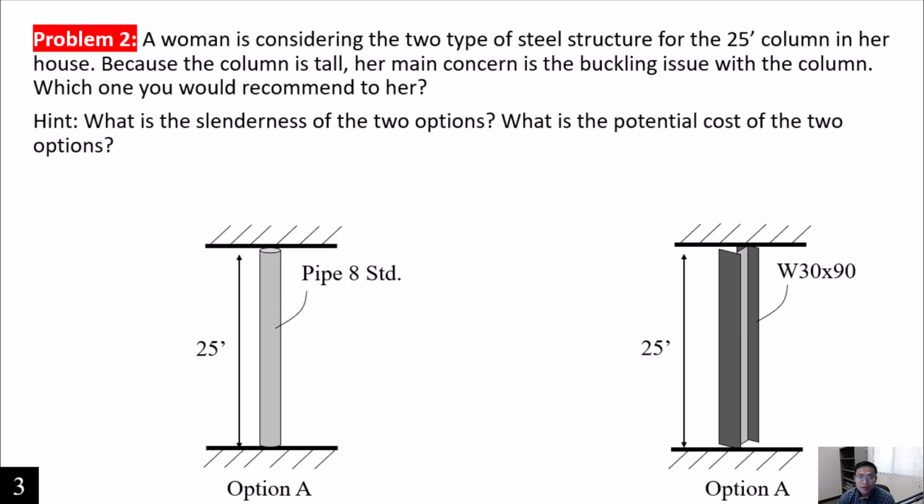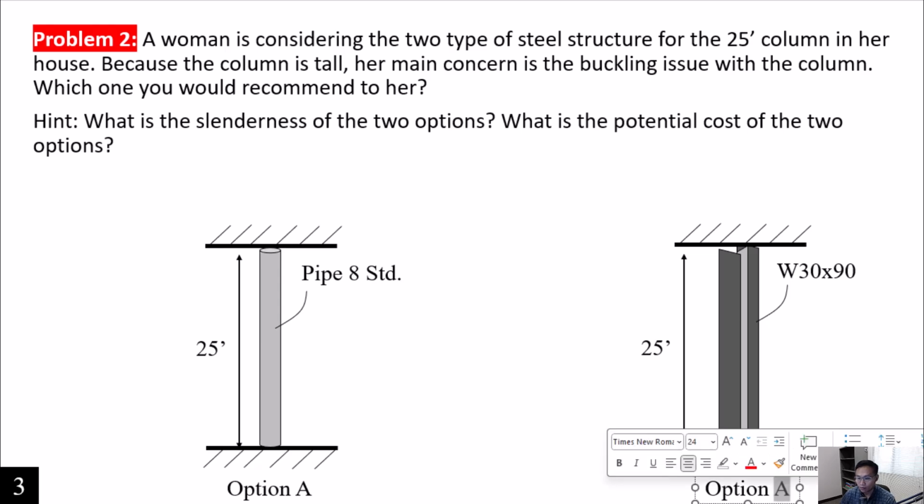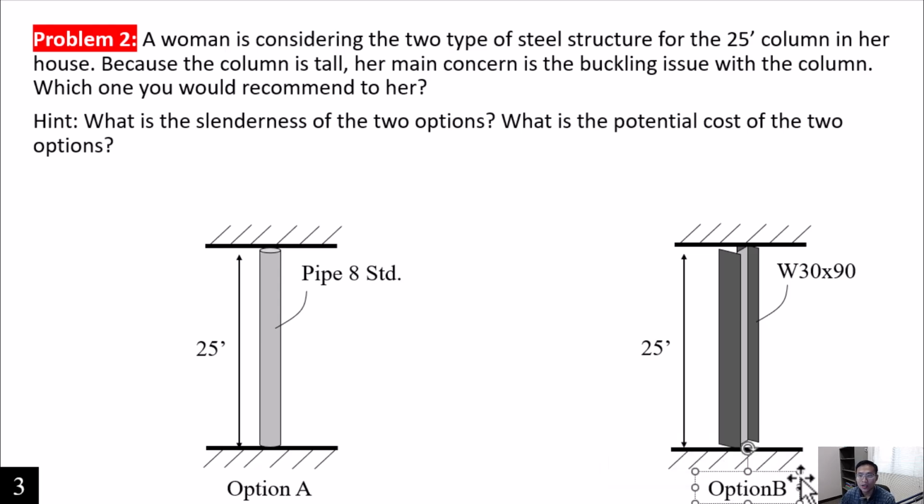Let's take a look at this problem. A woman is considering two types of steel structure for her 25 feet column. Because the column is tall, her main concern is that column buckling is an issue with the construction project. So which one should you recommend to her? Option A, my mistake, this one, option B.